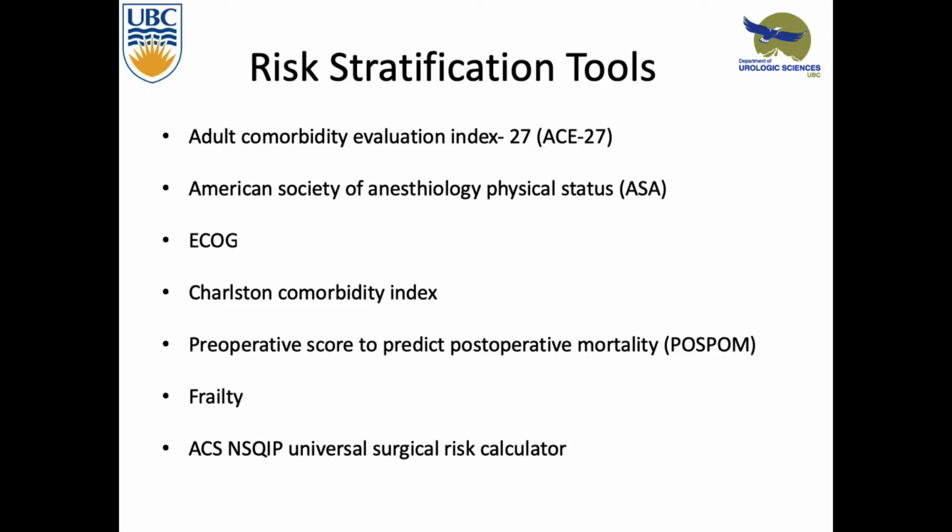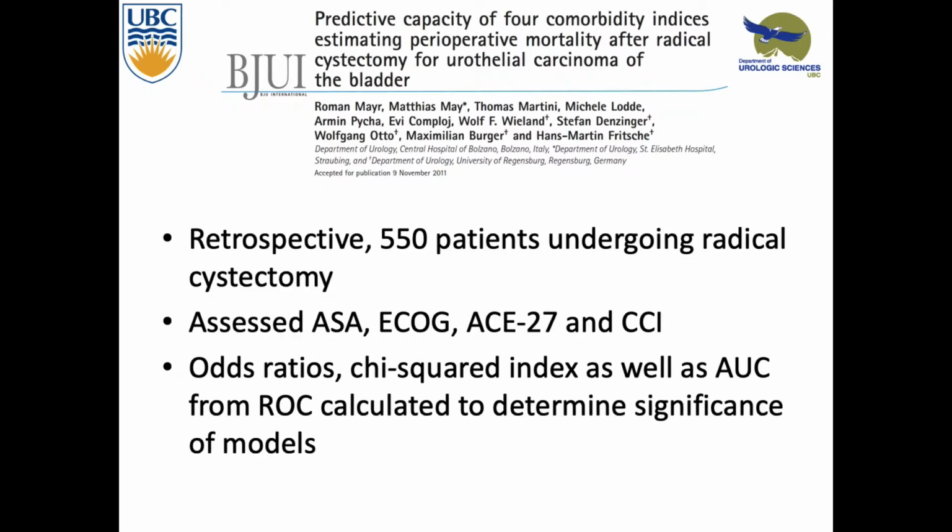So we're going to look at some of these risk stratification tools. There's the Adult Comorbidity Evaluation Index 27, ASA score, everyone's familiar with that, ECOG, Charlson Comorbidity Index, preoperative score to predict postoperative mortality, frailty, and then we'll finish off with the ECS and NSQIP risk calculator.